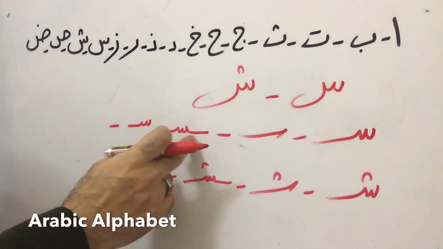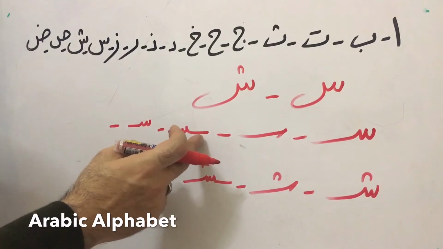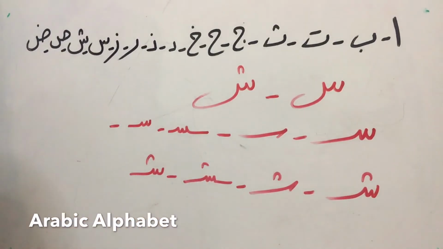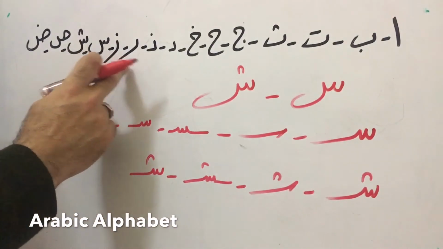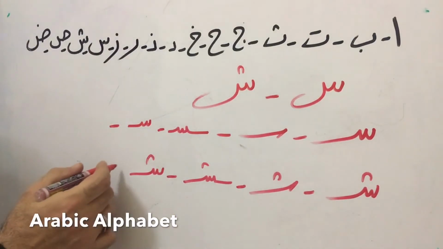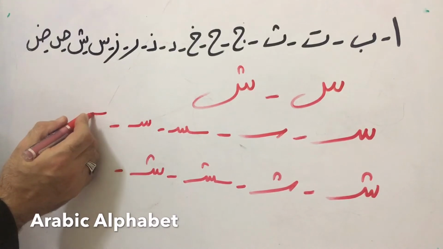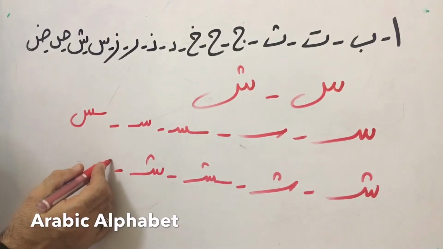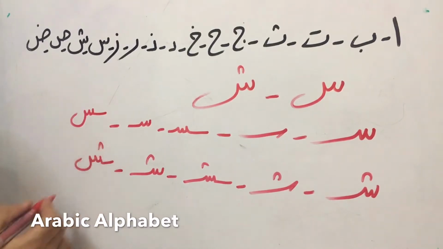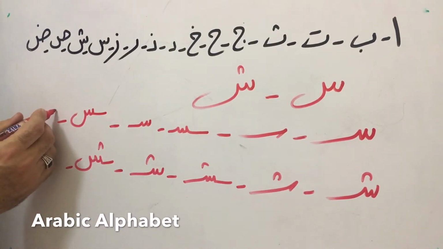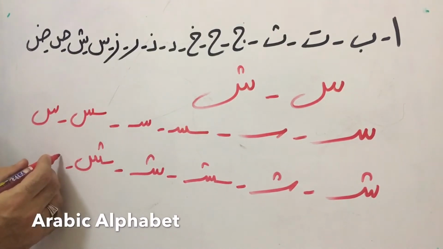So here we have 2 hands. If they come after, for example, kha or ha, they can be joined. But if they come here after ra or zaid or dal, they can't be joined. And at the end of the word, if the letter before can be joined, they are like this. So there is a hand here. If the letter is separated from the letter before, we can write them like this.